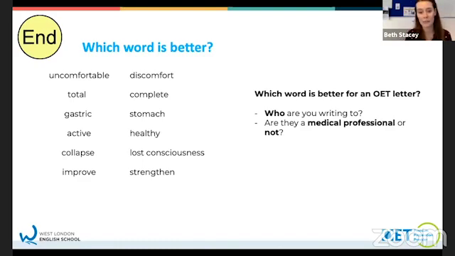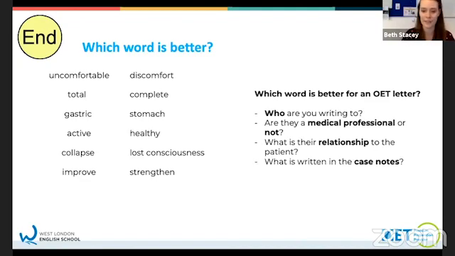And are they a medical professional or not? It might be that you decide to use technical language because you're writing to a medical professional, or you might want to use more layman's terms if it's someone else. Maybe you're writing to the husband or wife of a patient or something like that. And you need to think about, with that person you're writing to, what's their relationship to the patient? Do they know them or not? Because again, that might influence your language.